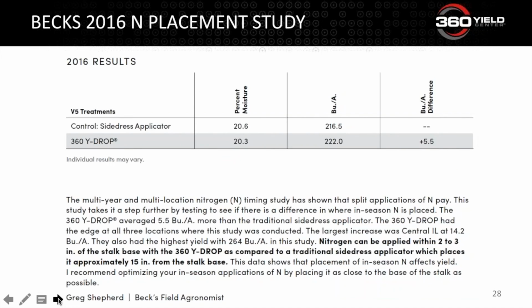Stole this from the Beck's PFR book, and the reason I did is it really is interesting. We saw about the same number. The wide drop versus side dress applicator, basically it's kind of a Coulter system, about a 5.5 bushel difference this year in those fields. So even in years where we had a lot of mineralization, where supplemental applications probably didn't have to have as much nitrogen involved, we are still seeing the benefit of the placement of the nitrogen next to the row.